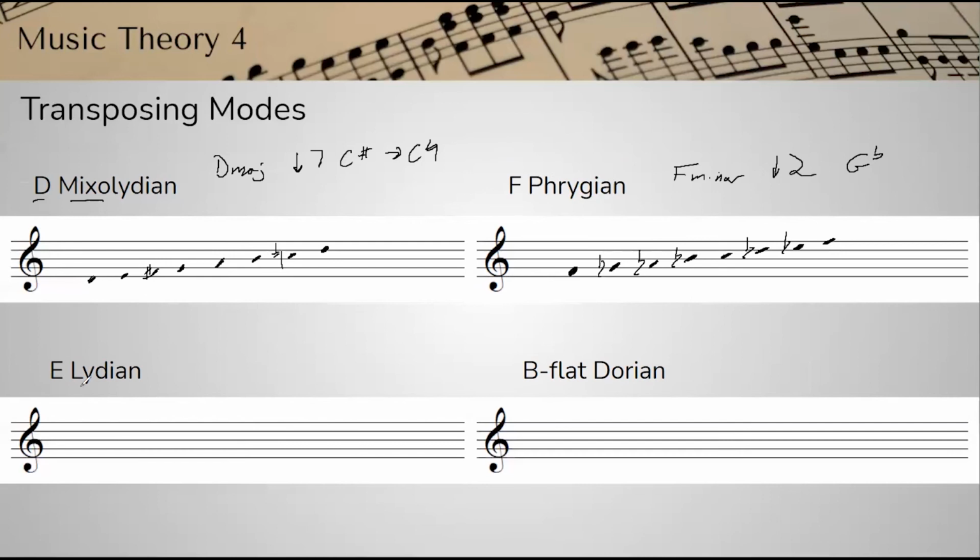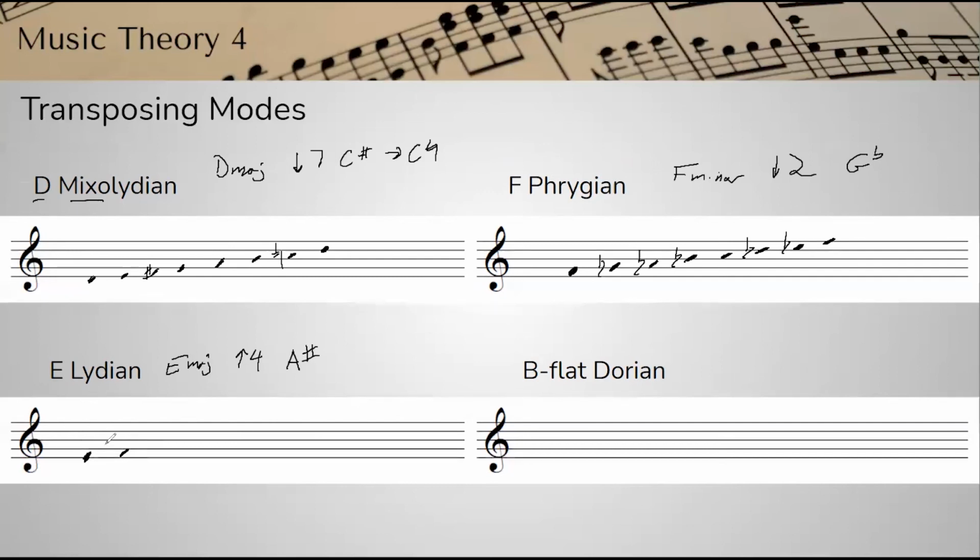Okay. E Lydian. Lydian always begins with major, so we'll derive this from an E major scale. And we'll say that the 4th degree of the scale needs to be raised. And the 4th degree of the scale in E major is an A, so this will include an A sharp. Okay, and so we'll start our E Lydian scale on an E.